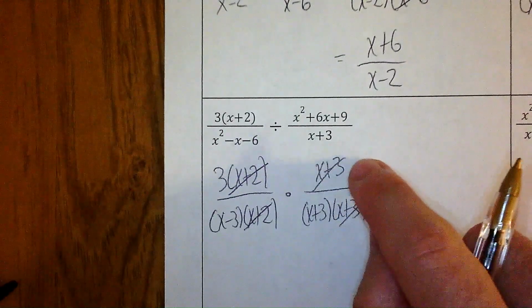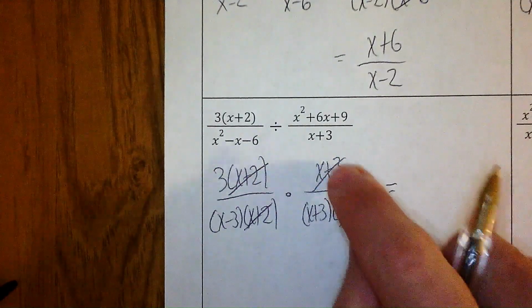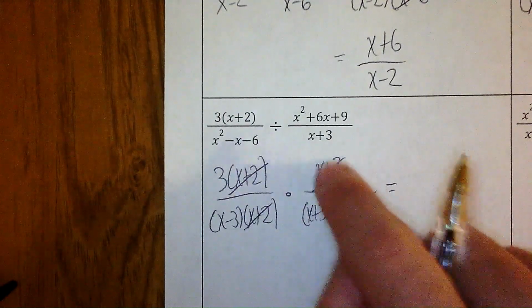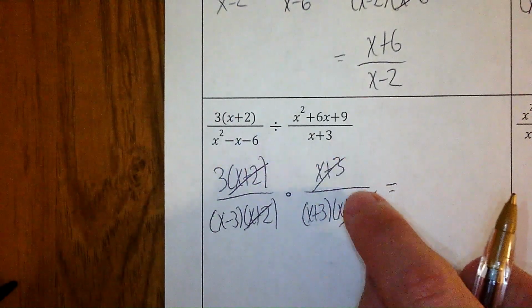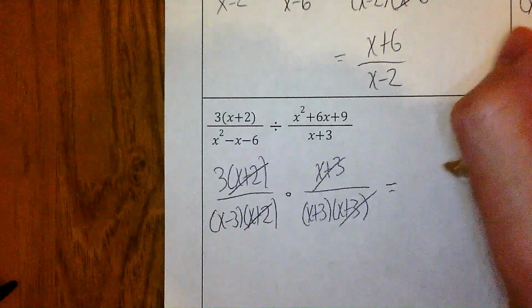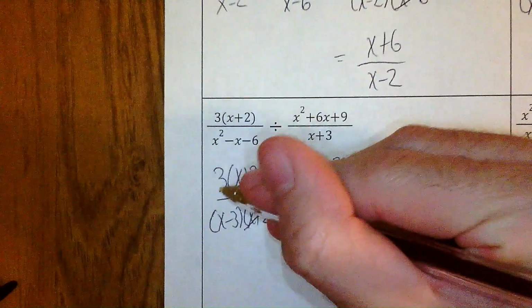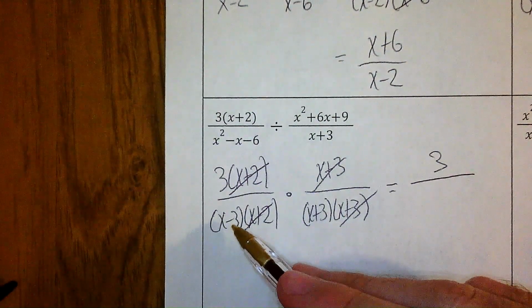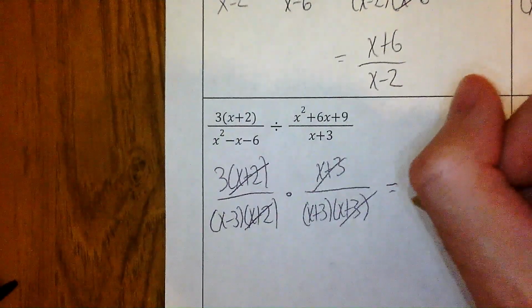Now every copy you have will only cancel one copy on the bottom, right? If we have 2 up here, we could cancel both, but we have 2 down here and 1 up here. So this 1 will cancel 1, but we'll be left with 1 x plus 3 still there. On the top, I just see 3. On the bottom, I see x minus 3, and I see x plus 3.